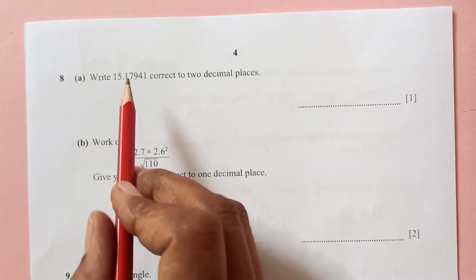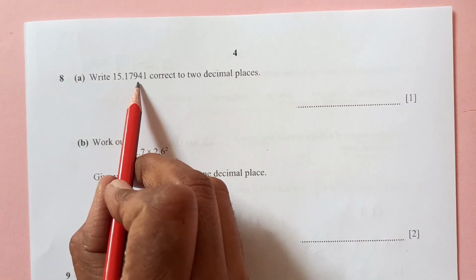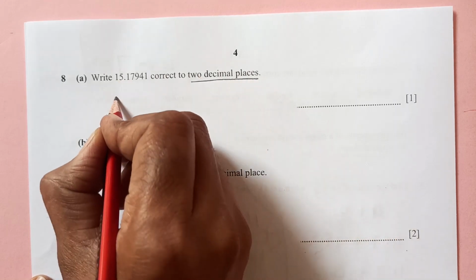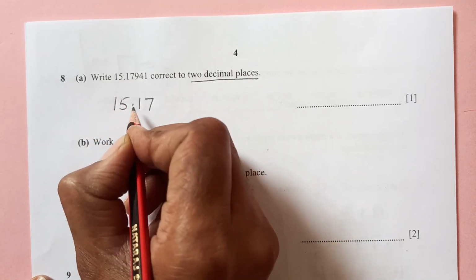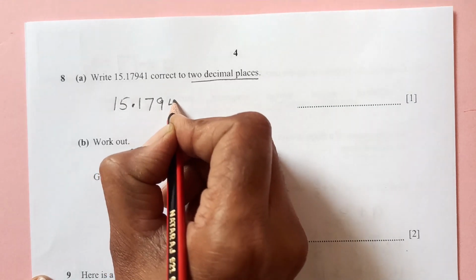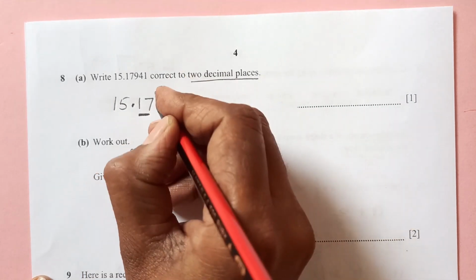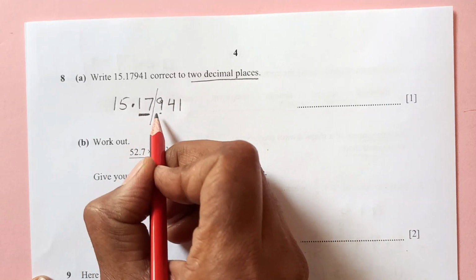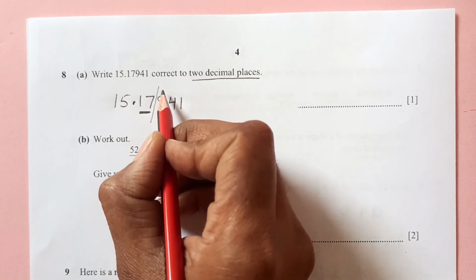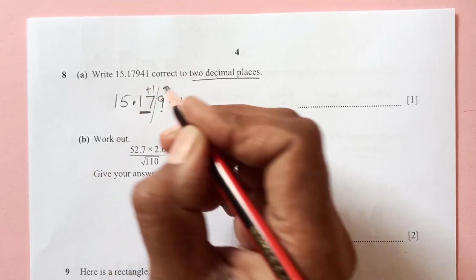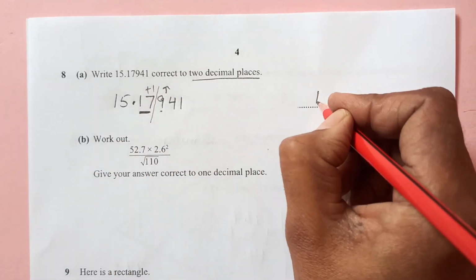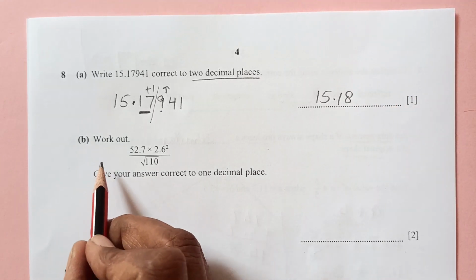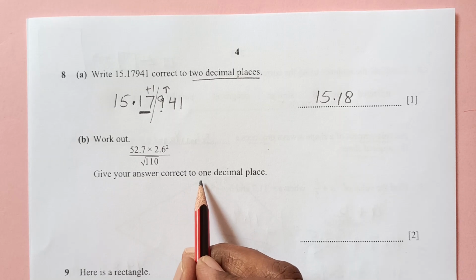Question 8a. Write 15.17941 correct to 2 decimal places. So this is 15.17941. 2 decimal places is here. So we will always draw a line here. Then you see the next number after the line, on the right hand side, this is more than 5. So it will round up. So plus 1 here. So this is going to be 15.18, right?